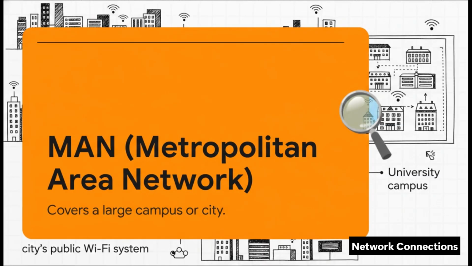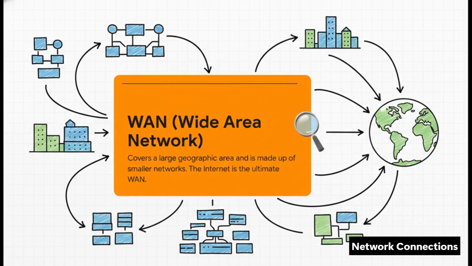Okay, time to scale up again. Now we're talking about a MAN, a Metropolitan Area Network. And this is basically what you get when you start connecting a bunch of LANs together across a much bigger area. Think about a big university campus with buildings all over the place, or even an entire city's public Wi-Fi system. That's a MAN.